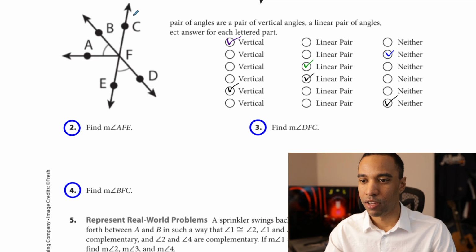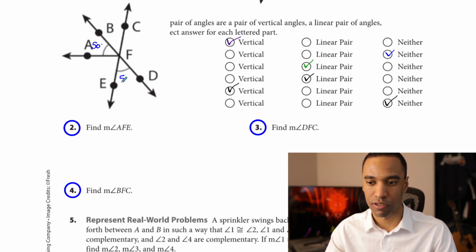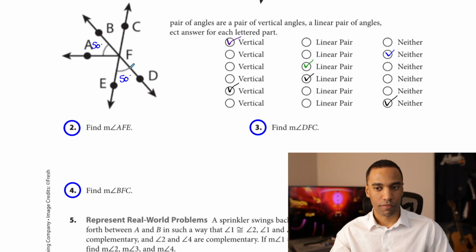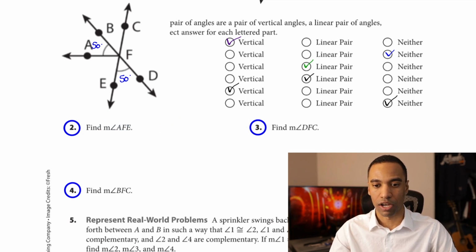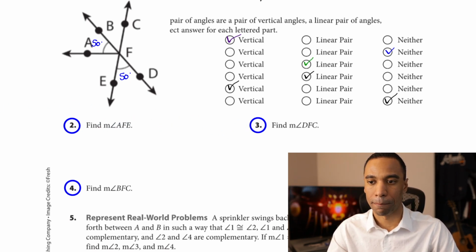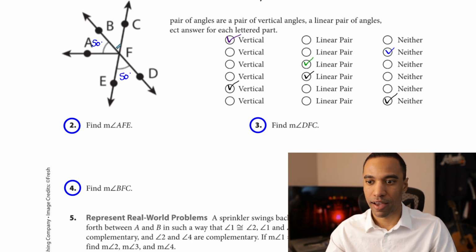I'm going to add some of that information back in. So we have 50 degrees here. They tell us up above it's 50 degrees. And this is 50 degrees. As you can see the arc marks, they're telling you these are congruent. So 50 and 50 right here. And we got to find some other missing angle measures. All right, find the measure of angle AFE. So we got to find this guy right here, AFE.